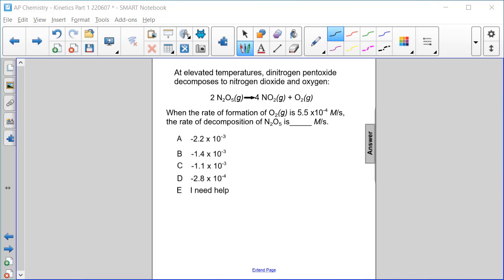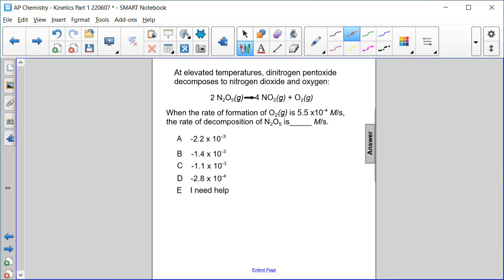At elevated temperatures, dinitrogen pentoxide decomposes to nitrogen dioxide and oxygen, which you can see in the balanced chemical reaction that is shown. When the rate of formation of O2 gas is 5.5 times 10 to the minus 4 molarity per second, the rate of decomposition of N2O5 is how much molarity per second?